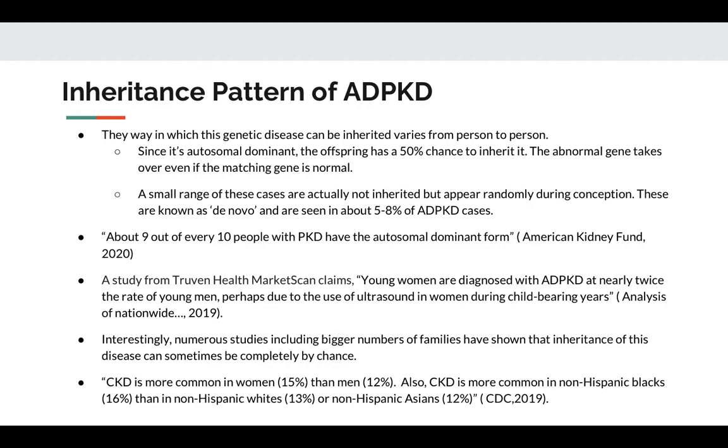So chronic kidney disease is more common in women than in men, which I had explained. It is also more common in non-Hispanic blacks than non-Hispanic whites or non-Hispanic Asians, and these are stats from the CDC from last year. So why is CKD more common in these cohorts? That could be due to many factors, such as environment, lifestyle, so things you could probably control. Obviously, hereditary background plays a part.